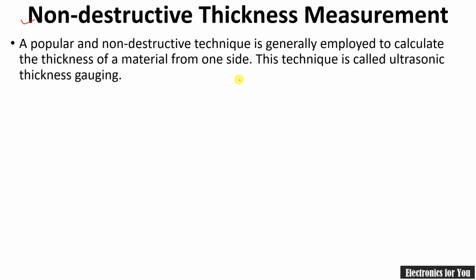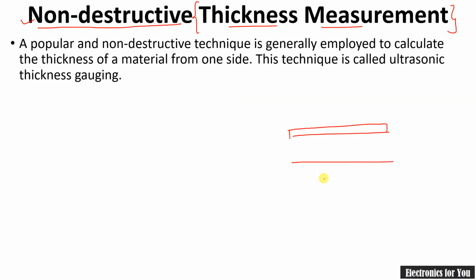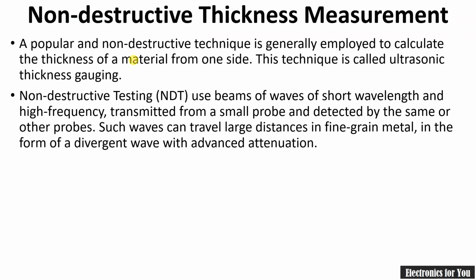non-destructive thickness measurement. As its name indicates, it is a non-destructive thickness measurement. It is a method of thickness measurement in which we will not break the workpiece. For example, if you want to measure the thickness of a pipe, and let us assume it is a 50-meter long pipe, you need not break the pipe, and you can directly measure the thickness by using some technique, and that's why it is known as non-destructive thickness measurement.